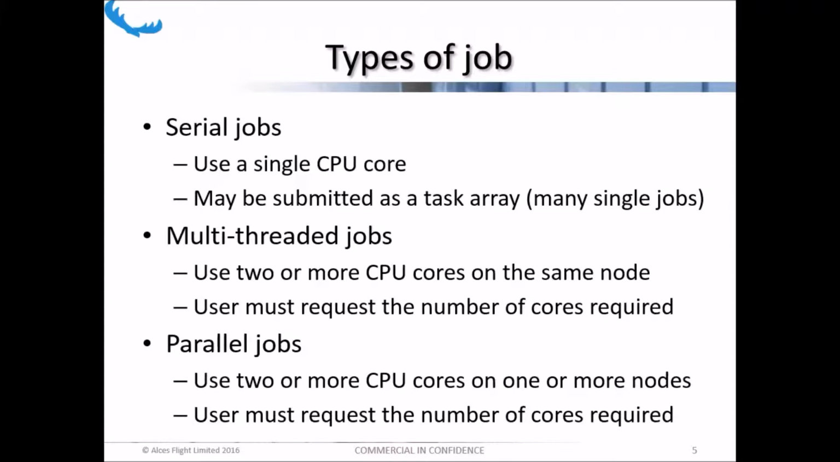The third type of job is a parallel job. This job uses two or more compute cores on a single node or multiple nodes across your cluster. Most parallel applications use a message passing interconnect or an MPI to achieve this. Again, users submitting parallel jobs must request the number of cores that they want to use across the cluster.